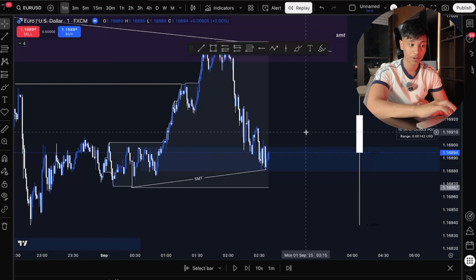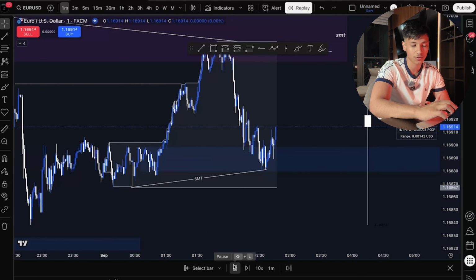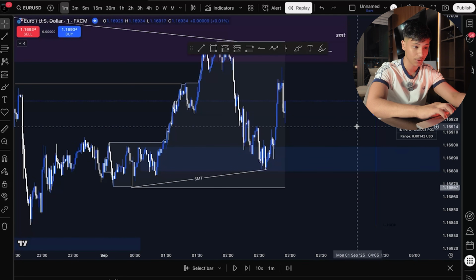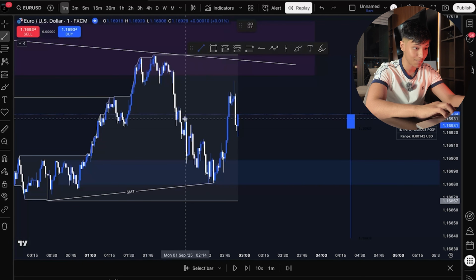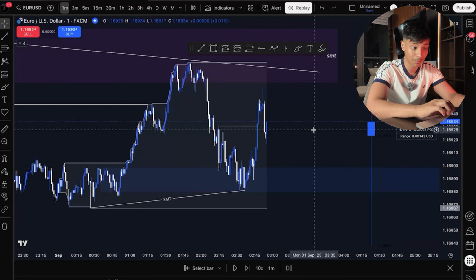Just like when there's a liquidity sweep in the market, you have to wait for a break of structure or change of character, market structure shift, or whatever you want to call it. So what have I done? I've simply waited for the market to break past this high over here. I've identified my market structure shift.